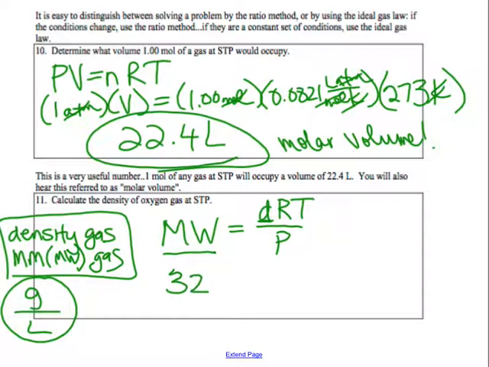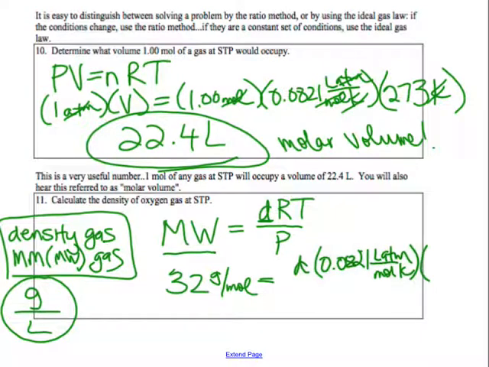Not 16. It's diatomic. We're solving for density. R is our same gas constant, 0.0821 L·atm/mol·K. Temperature says STP, so it's 273. Pressure, STP, 1 atm. So let's look at the units for a second.